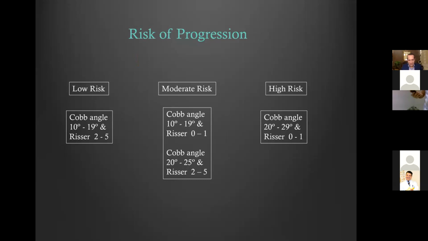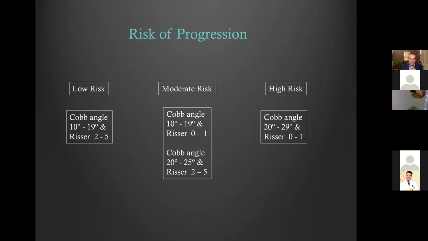This is the data that we have in this slide. This is from the study of Lonstein in 1984, and he studied different factors to differentiate between low, moderate, and high risk of progression. So you see the two main factors in this slide are the Cobb angle and the maturity. If the Cobb angle is low and the patient is mature, the risk is low.